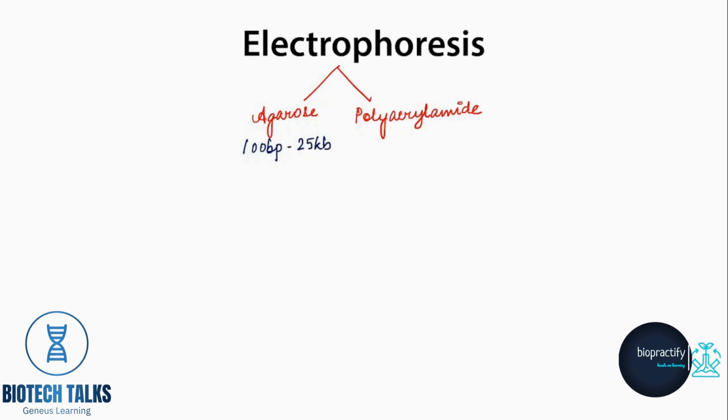Now why does DNA migrate in the presence of an electric field? We know DNA is negatively charged owing to the presence of the phosphate group. So when an electric field is applied, DNA moves from the negatively charged electrode, which is the cathode, towards the positively charged electrode, that is the anode. Now there are different factors which regulate the rate of migration through this agarose gel.